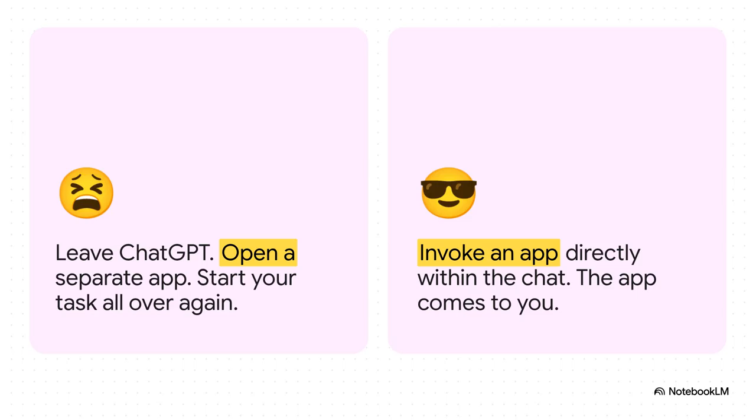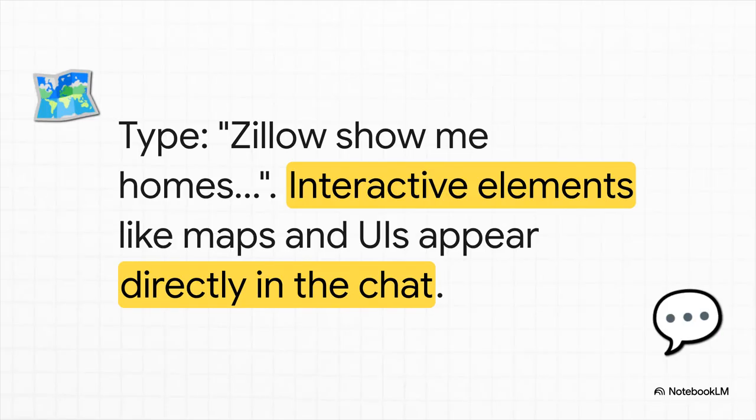The new way? Forget all that. The apps now come directly to you, right inside the conversation. So just imagine this for a second. You type a simple sentence, just plain English, but instead of ChatGPT just spitting back a bunch of text, boom, an interactive map from Zillow pops up right there in your chat. And from there, you can just keep the conversation going to narrow things down. The app isn't a place you go to anymore, it's just part of the chat.